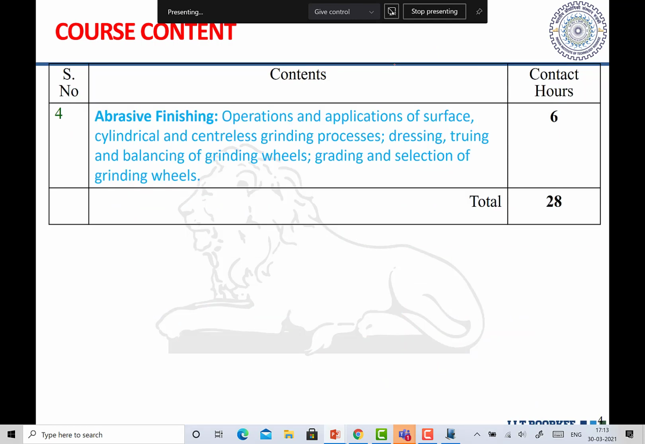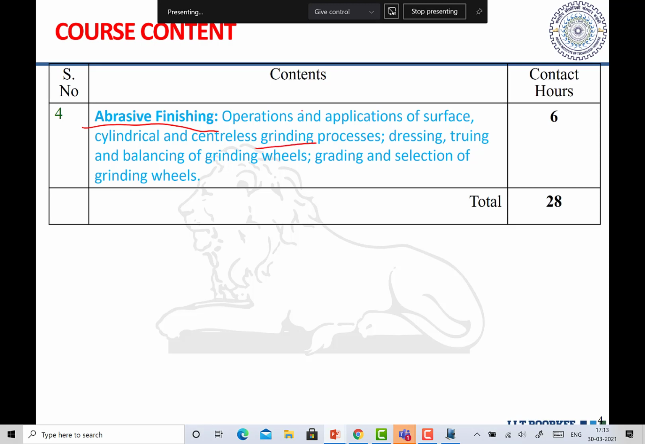So the last chapter is related to finishing. As I said, whether you use one manufacturing process or another, you don't get the exact size and shape that you are looking for. So for that purpose you need to do machining or material removal processes. But further, if we want a much higher surface finish and much closer tolerances, then abrasive finishing operations are carried out. They are not material removal processes. Here a very thin layer of the material is removed through grinding.